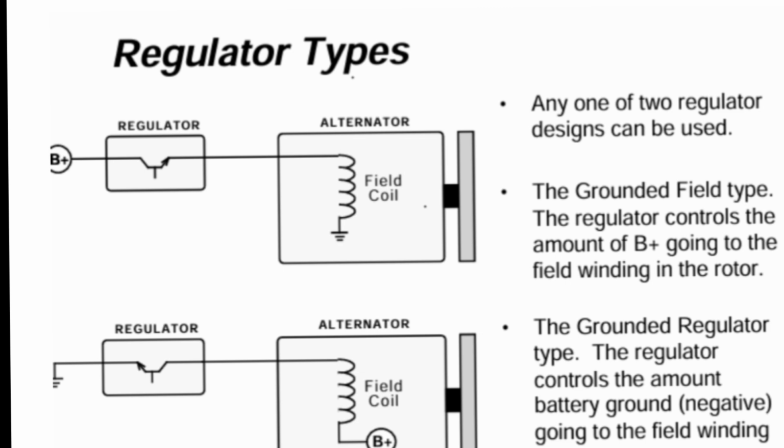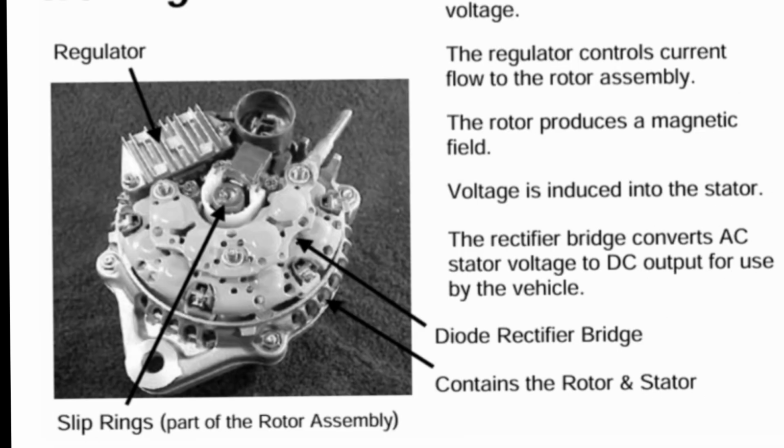The regulator controls alternator output. Symptoms of bad regulator: overcharging, undercharging, flickering lights. Check charging voltage at different RPM. If voltage exceeds limit, replace regulator.